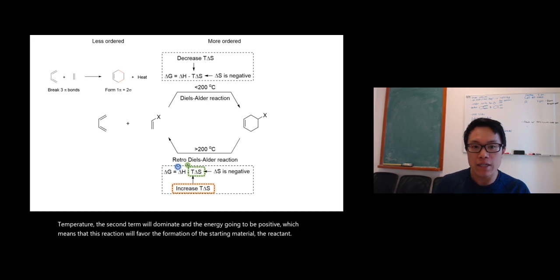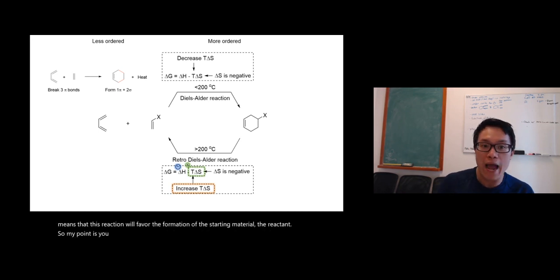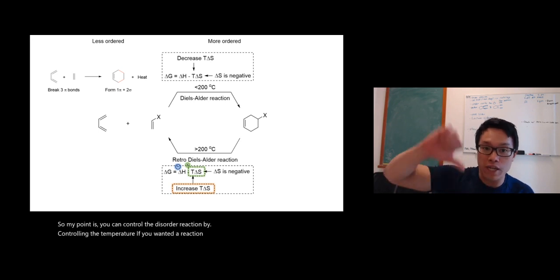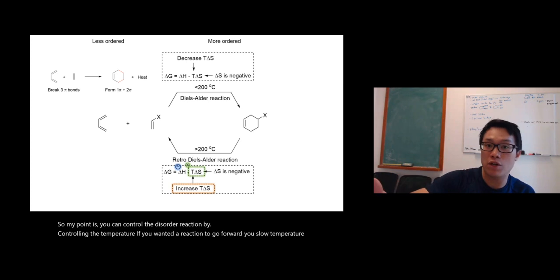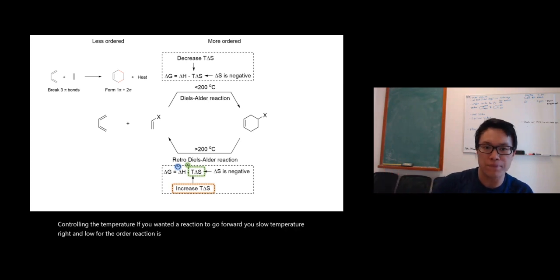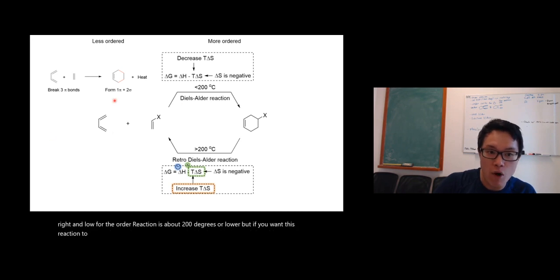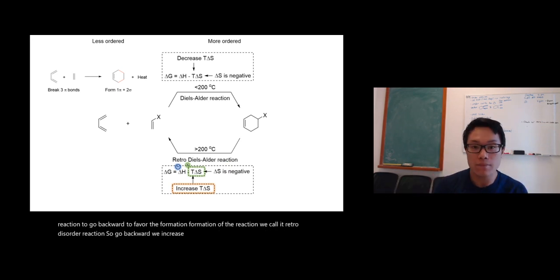So my point is you can control the Diels-Alder reaction by controlling the temperature. If you want the reaction to go forward, use low temperature, and low for the Diels-Alder reaction is about 200 degrees or lower. But if you want this reaction to go backward, to favor the formation of the reactant, we call it the retro Diels-Alder reaction, we increase the temperature. All right, that's the thermodynamic consideration.